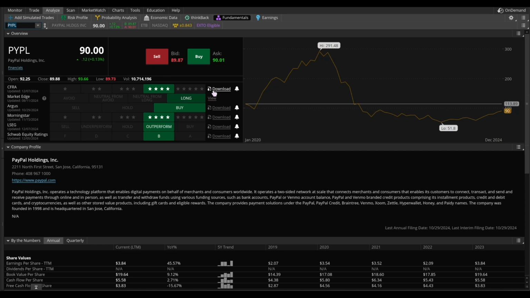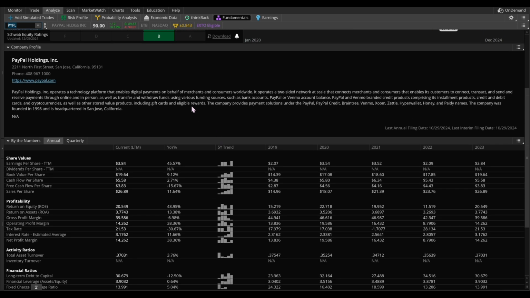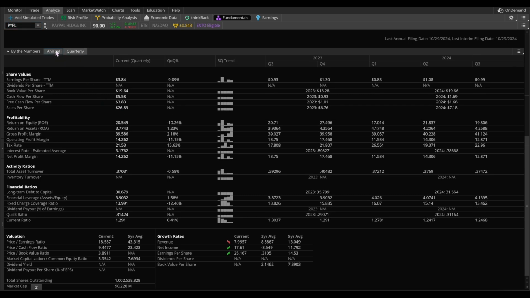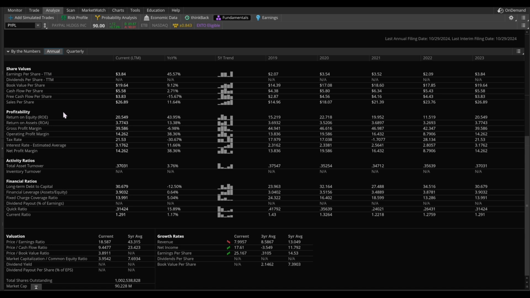From here, you can also download certain features such as understanding the Morningstar, LSEG, and Schwab equity ratings, and then you can go down to look at the company profile. You can see what they have as far as the detailed description. And then you can also take a look at the numbers by annual or by quarterly. This is going to show you everything from share values all the way down to financial ratios and valuation.